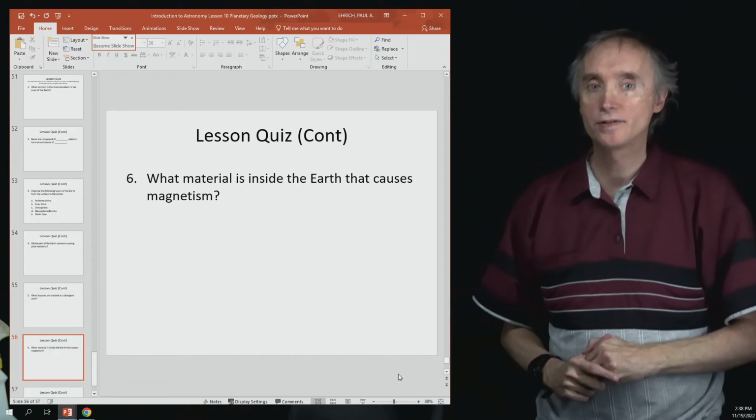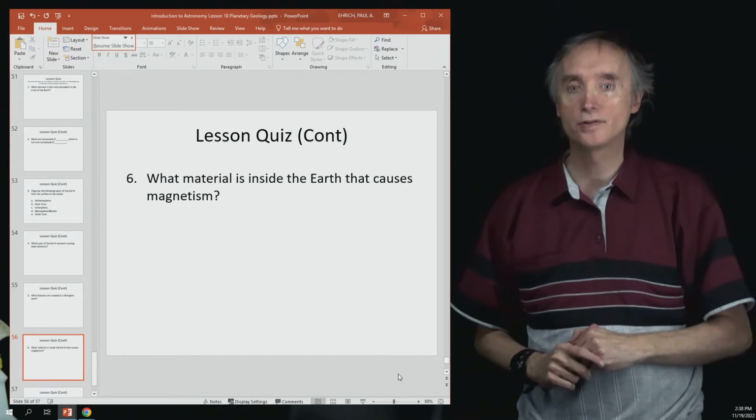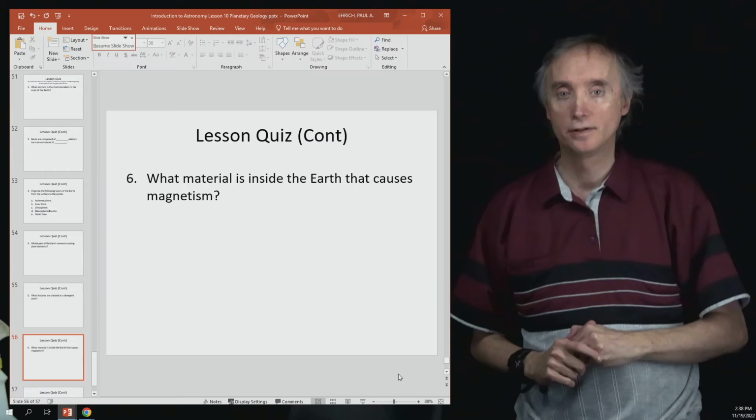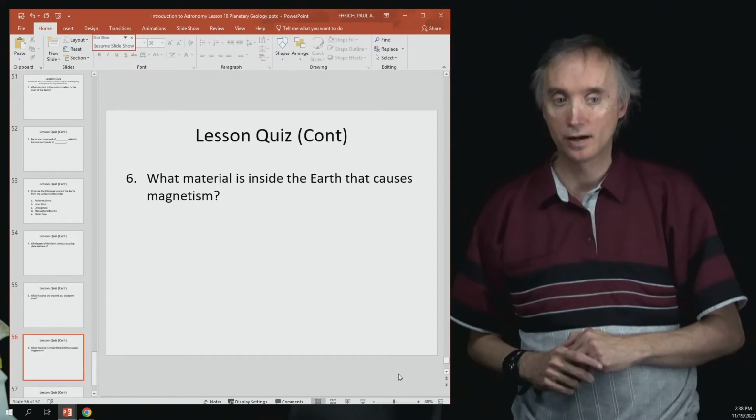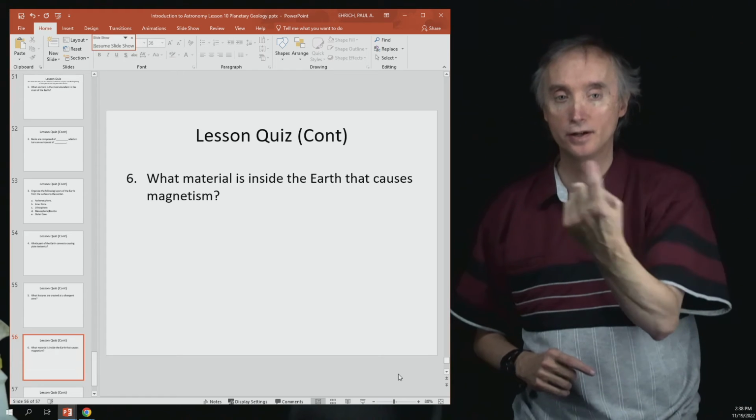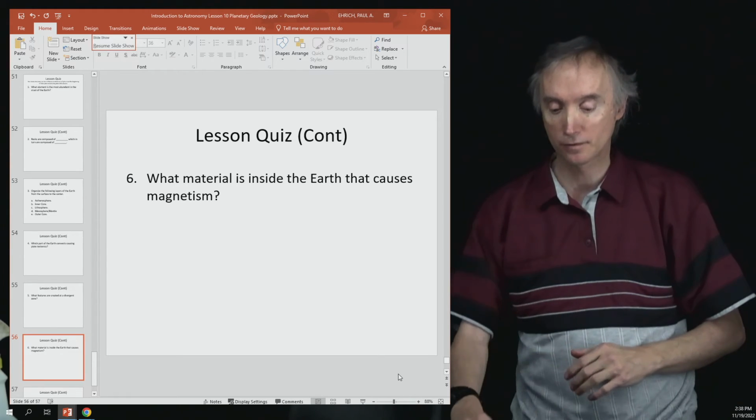What material inside the earth causes magnetism? Okay, it's going to be iron and nickel. Iron and nickel moving around and around is producing the earth's magnetic field.